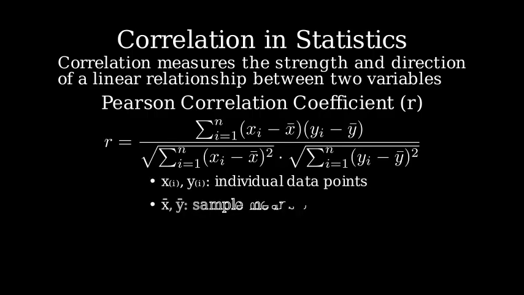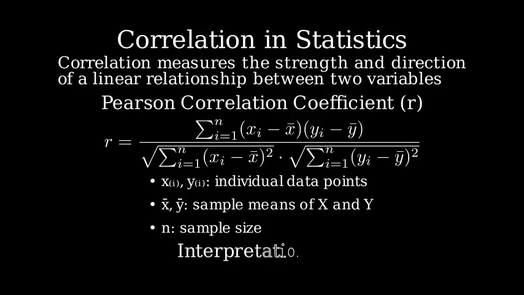Let's break down what this means. x_i and y_i are the individual data points. x bar and y bar are the sample means of x and y. n is the sample size. In essence, this formula measures how much x and y vary together, relative to how much they vary independently.